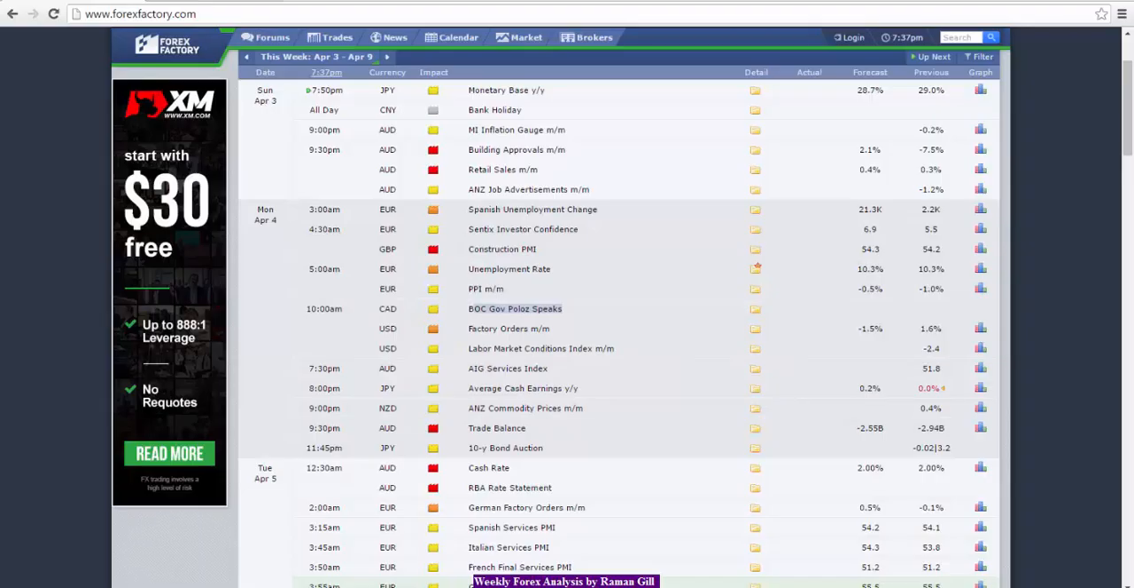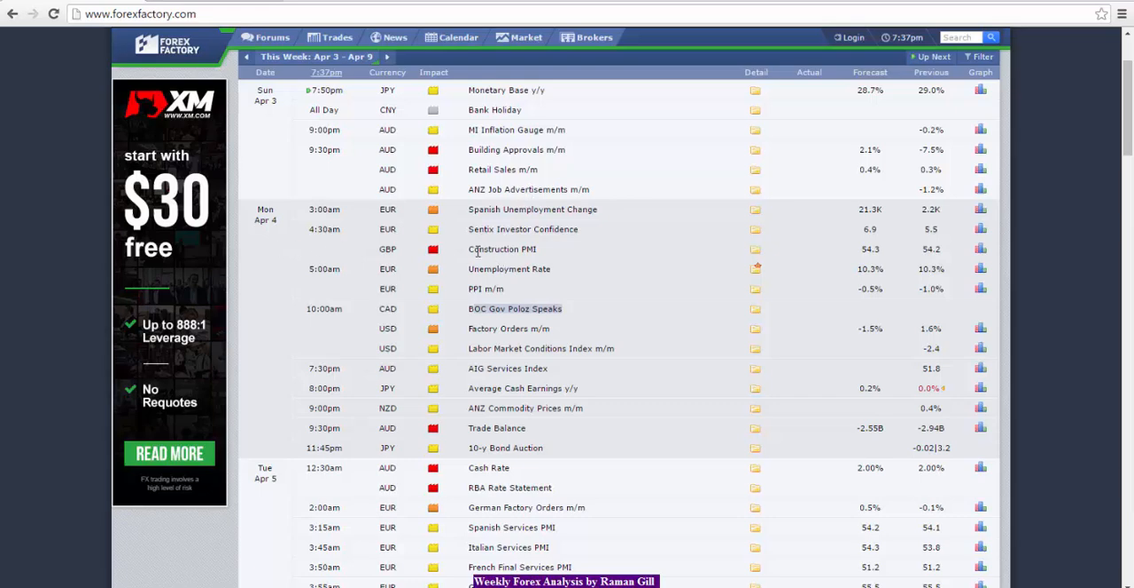Now let's take a look at the weekly calendar. Starting the week off here, we have news for Australian dollar. We have building approvals and retail sales numbers. This is important data for Australian dollar, so we'll watch out for that. There's a lot of Australian dollar data coming out this week, so just keep that in mind.